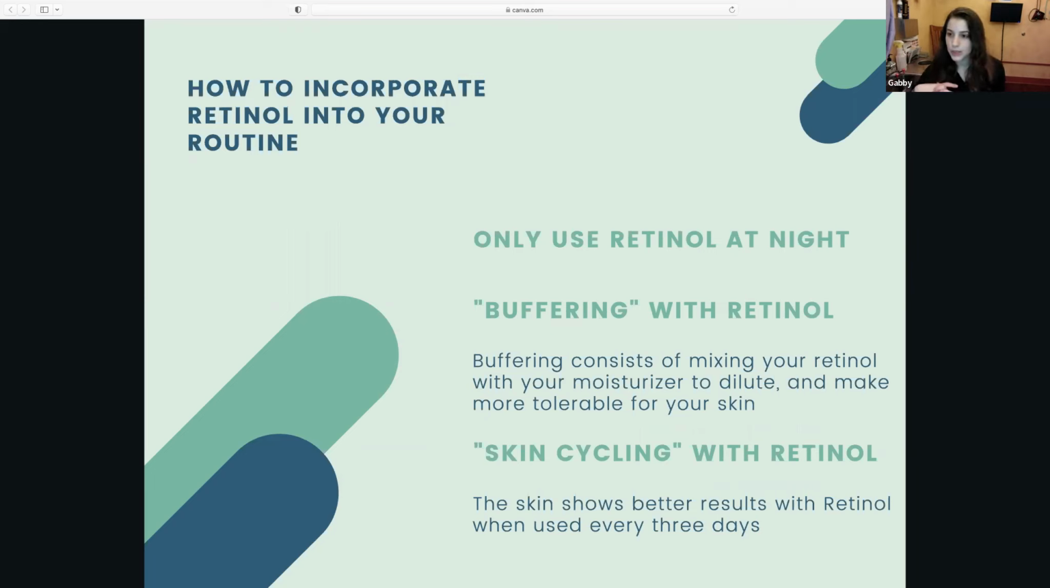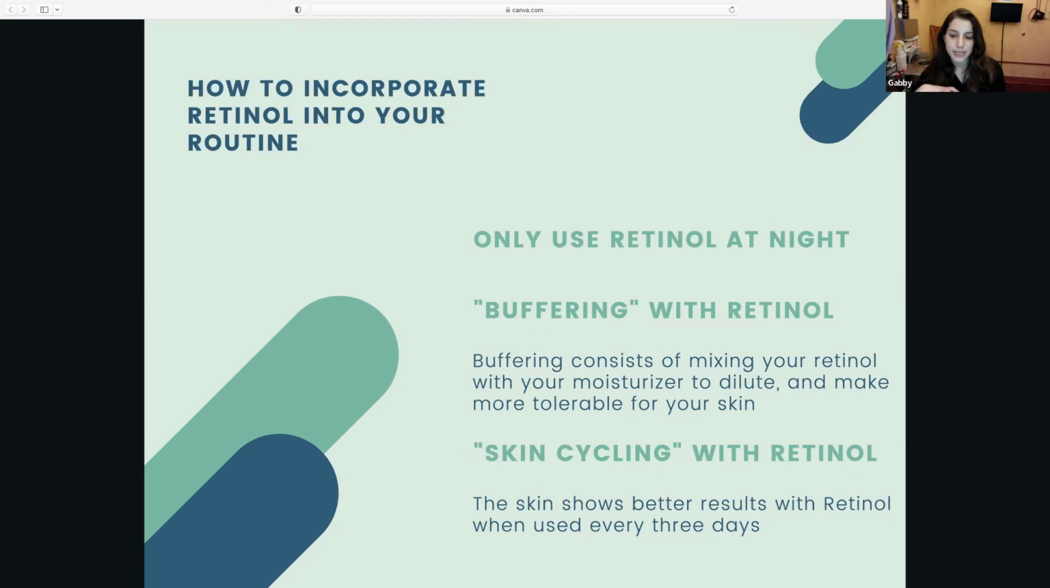There are two different techniques of applying that I really like to incorporate when I use retinol. These aren't necessary, but for someone with sensitive skin like I have, it definitely helps to make it less aggressive. So there's buffering, which consists of either mixing your retinol with your lotion or putting your lotion on first and then your retinol on top. And this is a way that it can make it more tolerable for your skin.